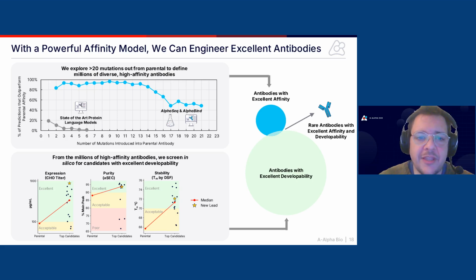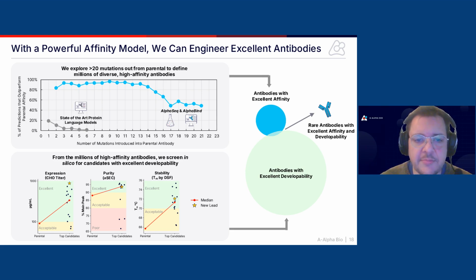And so again, with this model, we can engineer really excellent antibodies in just one go around this lab in the loop optimization cycle. So on the bottom here, we've got an example from a recent campaign showing what we can do with this system. So from the millions of high affinity antibodies we can generate in silico, we then screen based on predicted developability, take a small number into the lab, and end up with a molecule that's really excellent in a number of ways. So here we're showing CHO titer, purity by size exclusion, and a DSF assay for thermostability. And the red dots on the left are the lead candidate we started with.